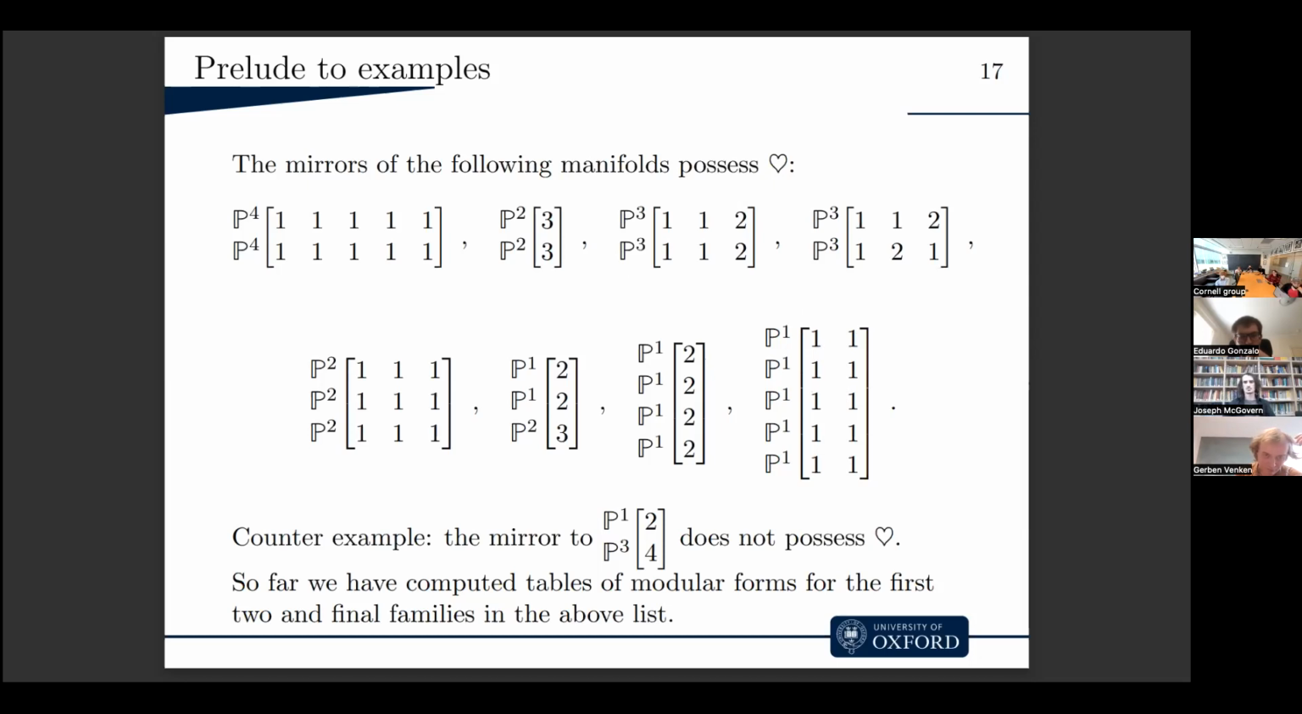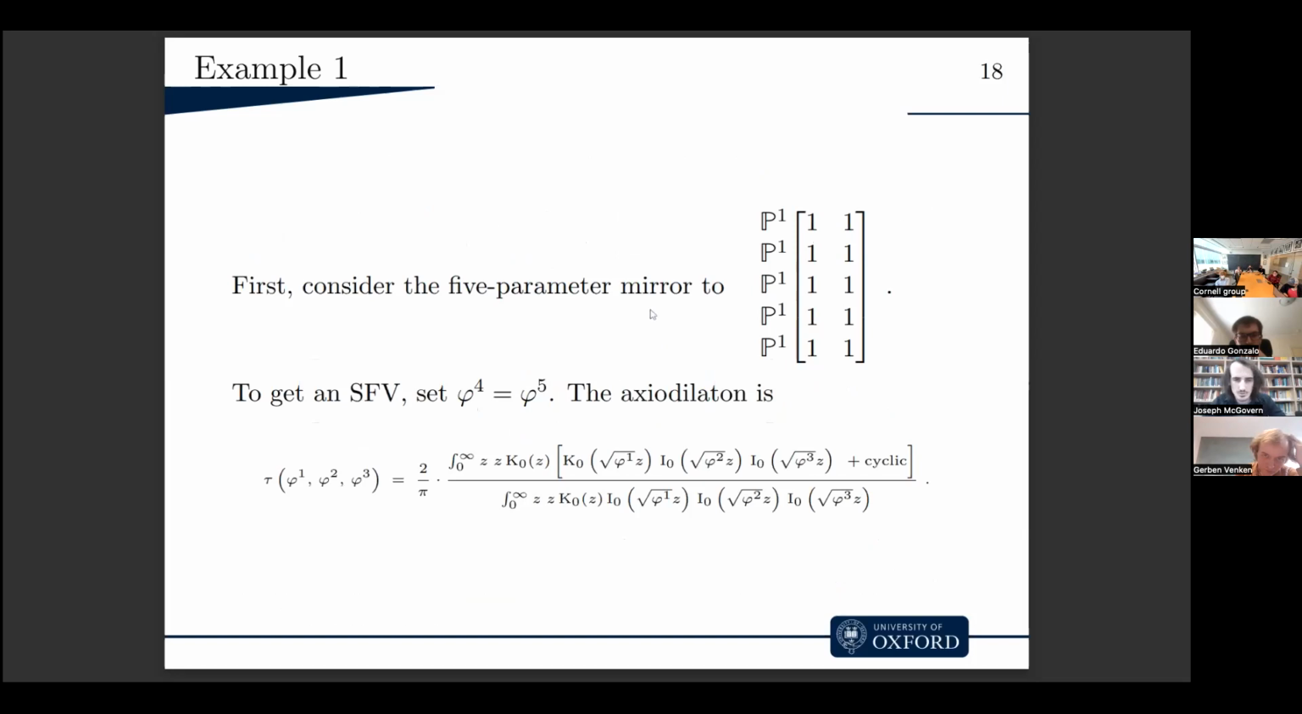Okay, so the first example I want to really show you is this one, this bottom right one. So there are 5 complex structure moduli to the mirror, and you can pick any 2 of them and set them equal. So let's just pick the 4th and the 5th. And if you work out what the period functions are and form the axiodilaton as in the solution, then you will find this nice ratio of Bessel moments. And in this case, actually, the dependence on 5,4 was set equal to 5,5, but there is no 5,4 dependence in this axiodilaton.